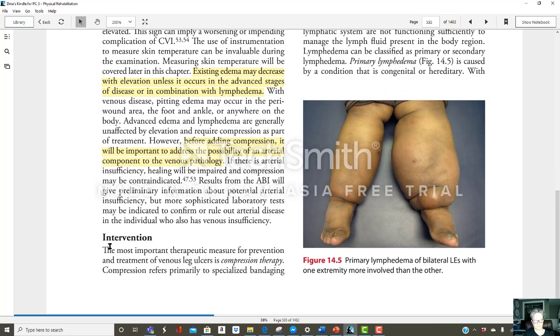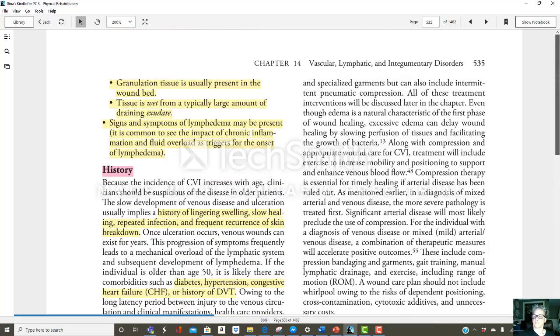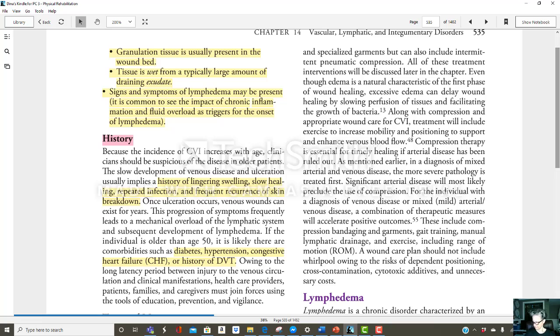Intervention. The most important therapeutic measure for prevention and treatment of venous leg ulcers is compression therapy. Compression refers primarily to specialized bandaging and specialized garments, but can also include intermittent pneumatic compression. All of these treatment interventions will be discussed later in the chapter. Even though edema is a natural characteristic of the first phase of wound healing, excessive edema can delay wound healing by slowing perfusion of tissues and facilitating the growth of bacteria.